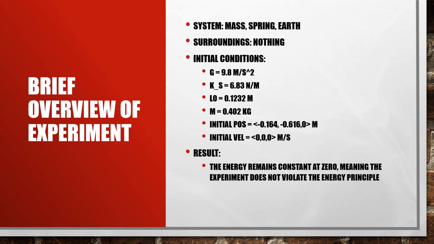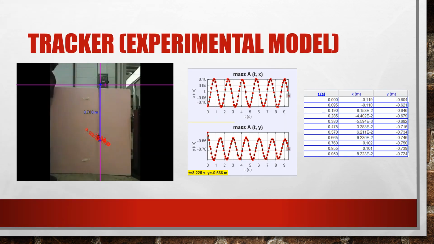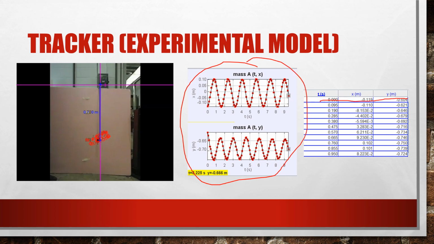The result of the experiment was that energy remains constant at zero, meaning the experiment does not violate the energy principle, and this is because energy was not created or destroyed in this experiment. And then this is the experimental model using the tracker app. And then here you can see the graphs that I got, and then you can also see the initial conditions I got.